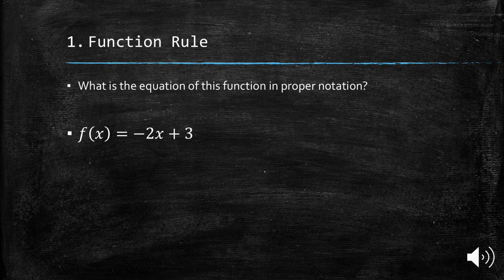Now for the function rule, sometimes we do have to solve for y in order to get this to happen. We can write an equation in standard form or in another form, point slope form, and it not be ready to just swap out the y's with an f of x.